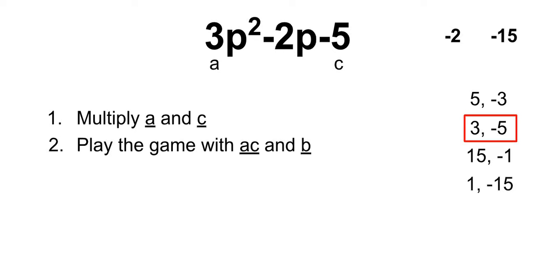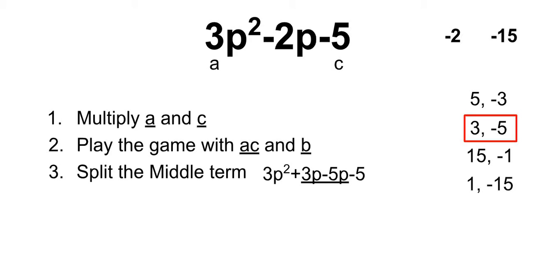Now, our third step is that we need to split the middle term using 3 and negative 5. So in order to make it add to negative 2p, we need to put a p behind both of the numbers, so it would look a little bit like this. We're going to have 3p squared, our original a. We're substituting negative 2p for positive 3p minus 5p. And then we're bringing down the c also for minus 5.